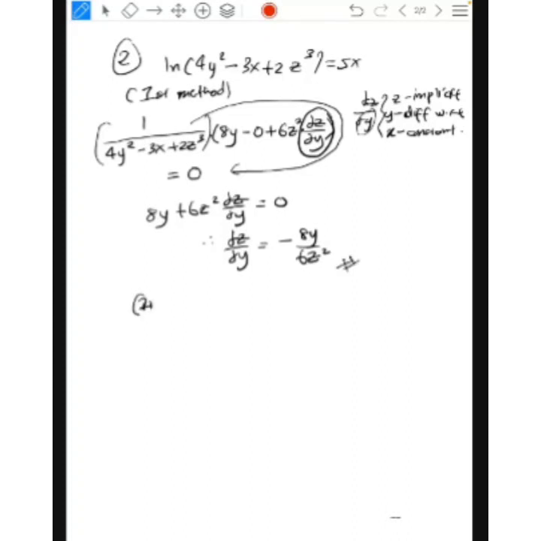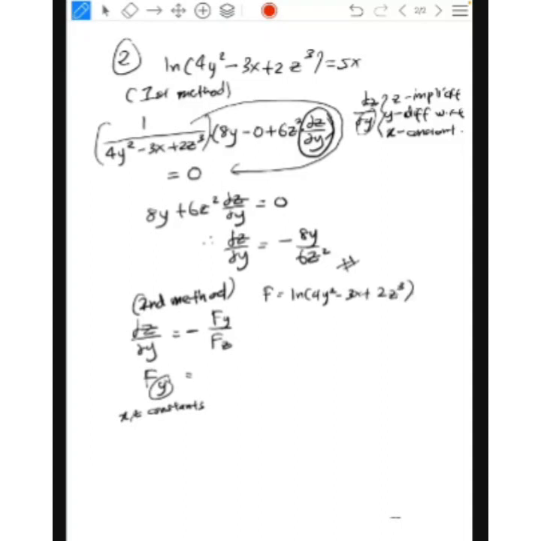Okay, let's look into the second method. When I want to differentiate z with respect to y, it means negative fy over fz. To find fy, x and z are constants. So directly. Okay, remember before anything, you have to make sure your function is in terms of f equals to 0. So f equals to ln 4y squared minus 3x plus 2z to the power of 3 minus 5x, will be equals to 0.